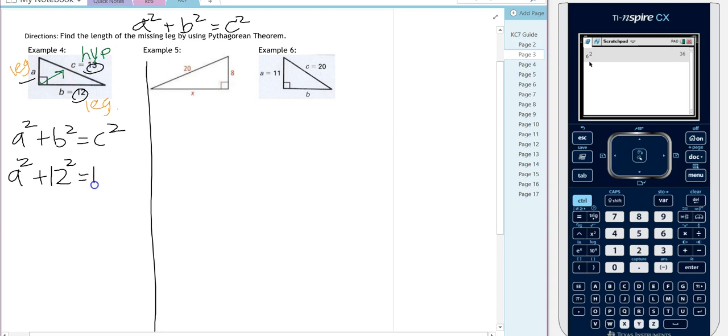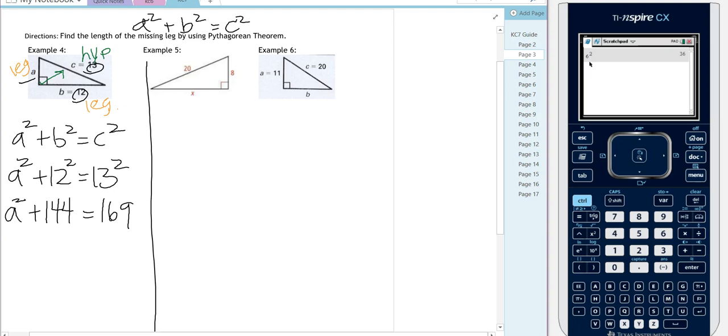Now they did give us a C value, right? C is 13, and now I square it. So this is what it means by we're solving for a missing leg and not the hypotenuse. But overall, the steps are the same, right? A squared, bring that down, we do not know what that is. 12 squared is 144, and 13 squared is 169.